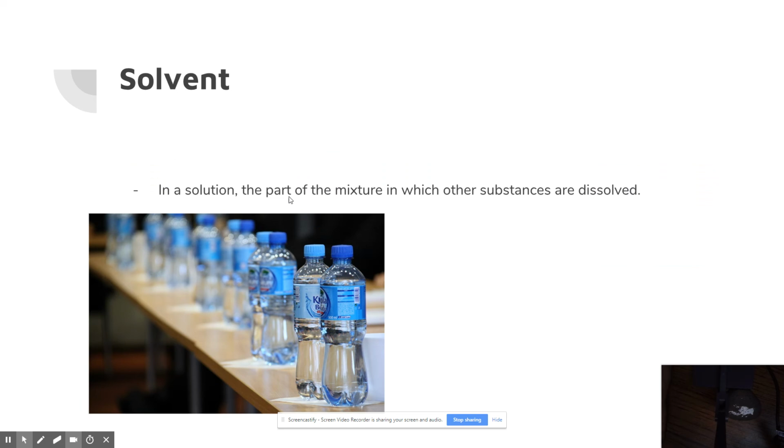Solvent. In a solution, the part of the mixture in which other substances are dissolved. So your water is your solvent, okay? You got your solute plus your solvent equals solutions. I don't know. Someone come up with something catchy so we'll all remember it, please.